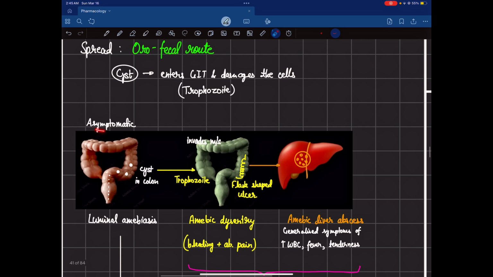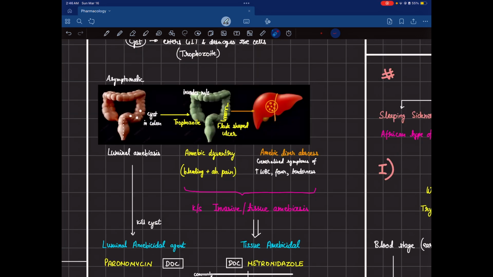Initially, it's asymptomatic when the cyst is in the colon, then it converts into the trophozoite, which invades the muscles in the colon itself. And that's when you see a characteristic flask shaped ulcer in the colon, and then it ultimately invades into the liver.